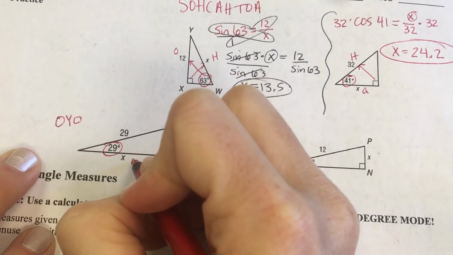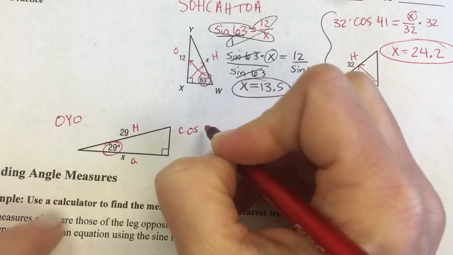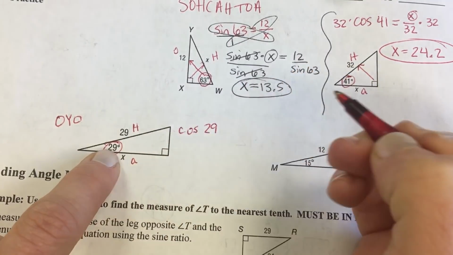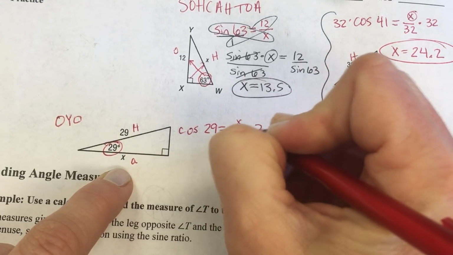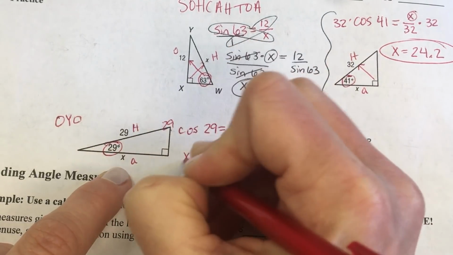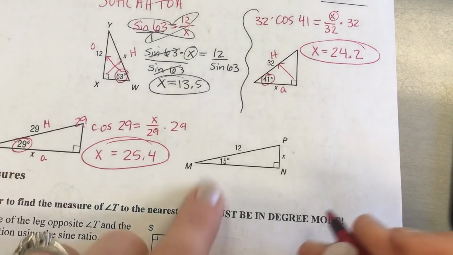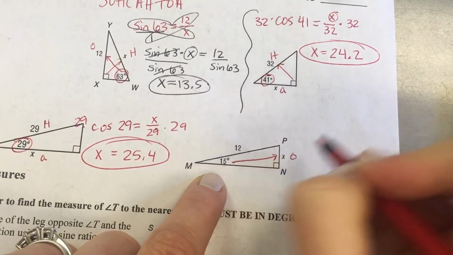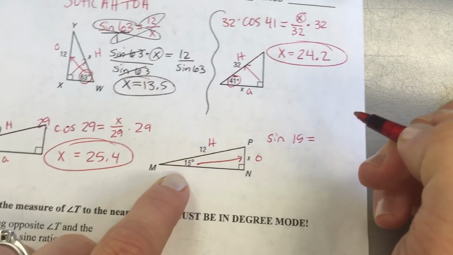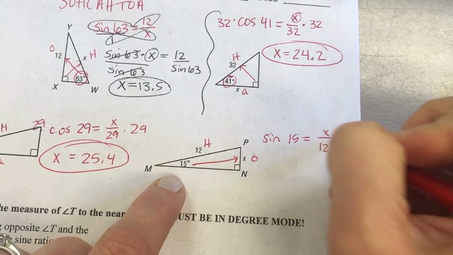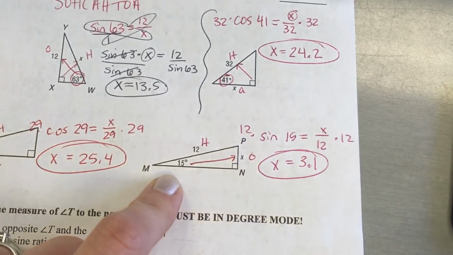All right, so this is adjacent and this is hypotenuse, so that should have been cosine. You write your angle next, cosine 29 equals A over 29, multiply both sides by 29, and you should have gotten 25.4. And then for this one, this is opposite, and this is hypotenuse, so that would have been sine of 15 equals x over 12, multiply both sides by 12, x is 3.1.